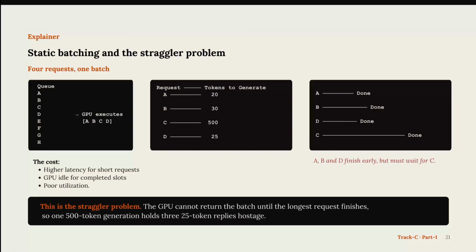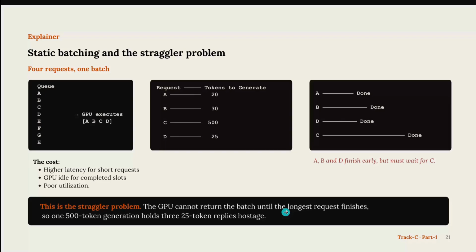Yeah, in this straggler problem, the GPU cannot return the batch until the longest request finishes. That is, until C finishes, it cannot return this batch in the response. So one 500 token generation holds 325 token replies as a hostage. It holds them hostage, even though they are served, it holds them hostage and says you cannot go. And that's all through continuous batching.